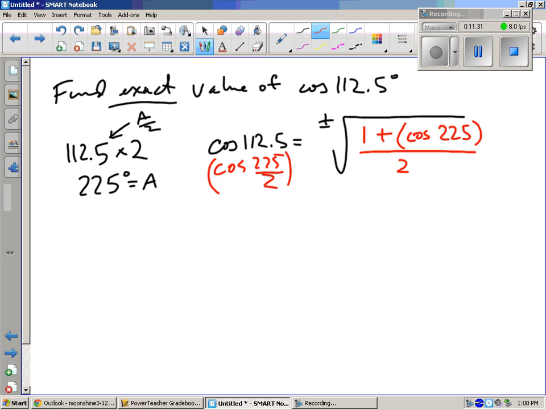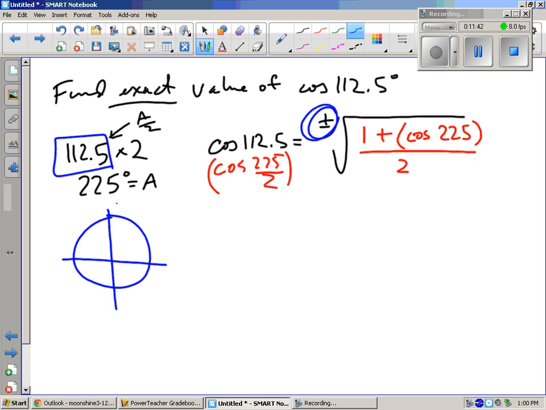All right, the other thing that you have to figure out is which one of these is it? Is it plus or is it minus? Well, ask yourself, where is this? What quadrant is that in? Here's 90, here's 180, so 112 is somewhere in here. So it's in the second quadrant. And what is cosine in the second quadrant? It's negative. So I know that it's going to be a minus.